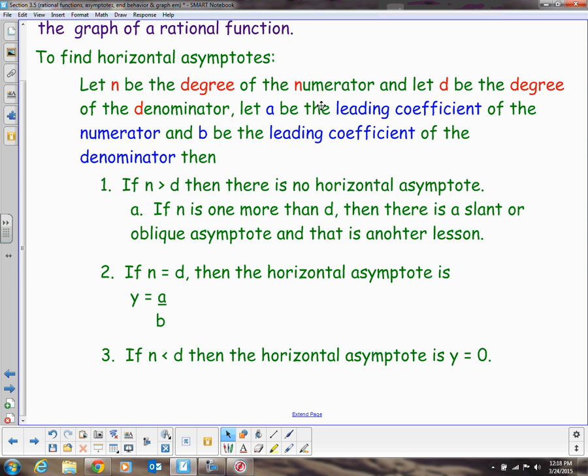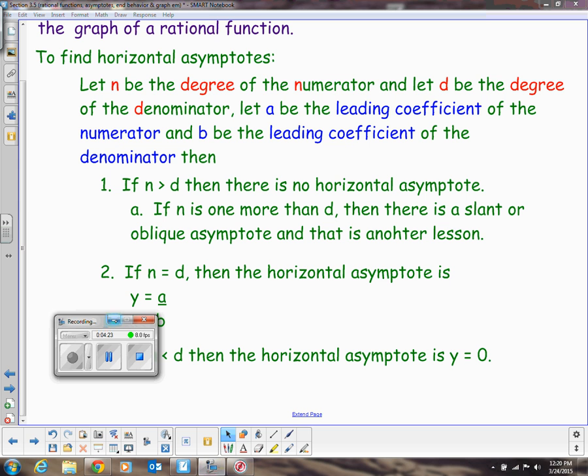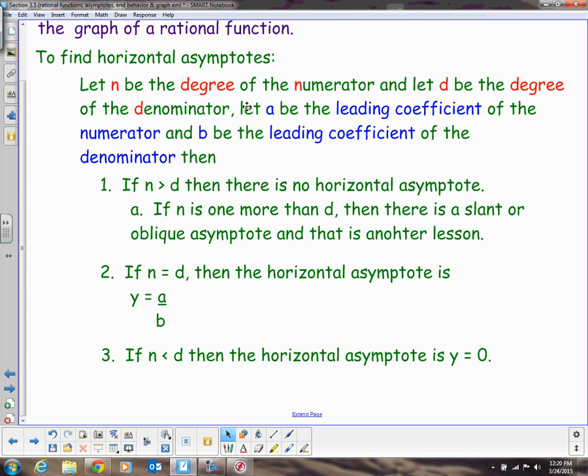Now, a is the leading coefficient of the numerator, and b is the leading coefficient of the denominator. I'll pause while you write. Possibilities. 3 possibilities of the relationship between n and d. N could be bigger, n could be equal, or n could be smaller. Those are the only possibilities. N is bigger, n is equal to, or n is smaller. And it's all about that.